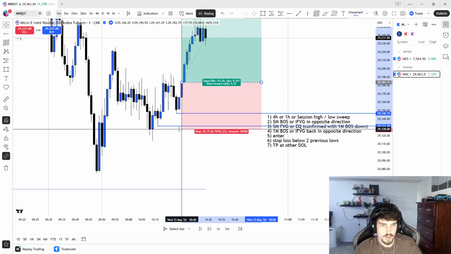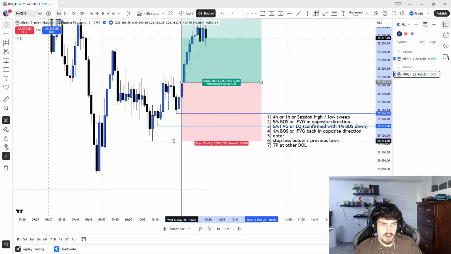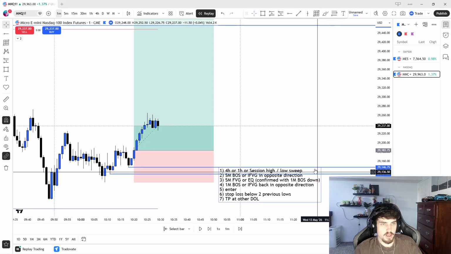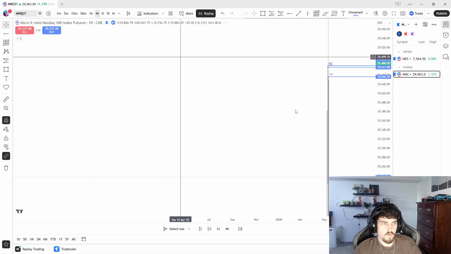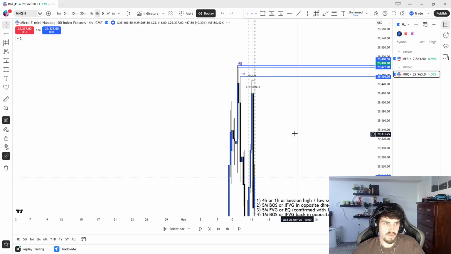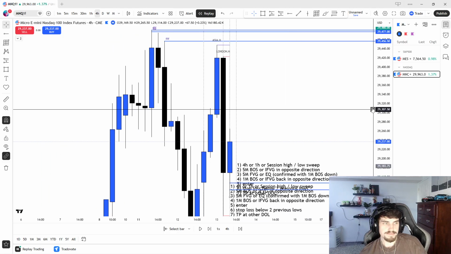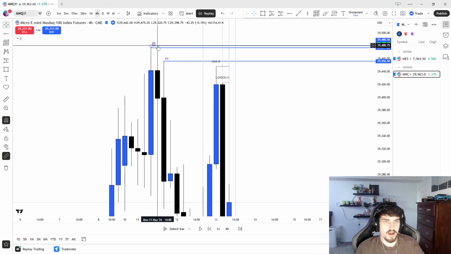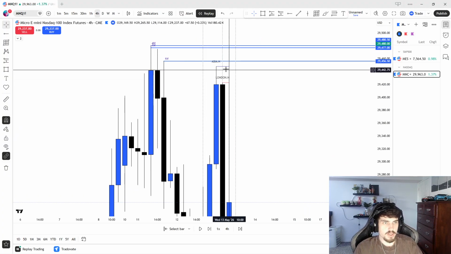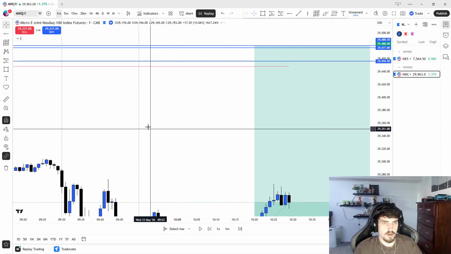So we'd want to put our stop loss below there, or we have this third low right here that we could put our stop loss underneath, and then we can target all of these other 4-hour and 1-hour highs that we have at the beginning of the session. So we have 1-hour high, 1-hour high, and a 4-hour high up here. And we also have London session and Asian session highs that we can target.